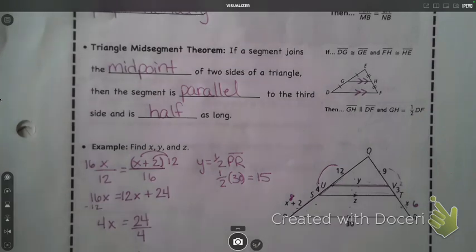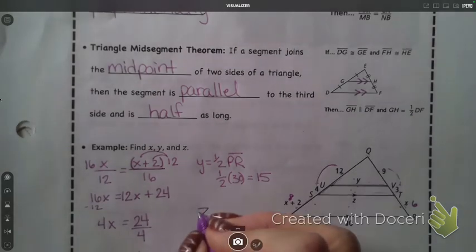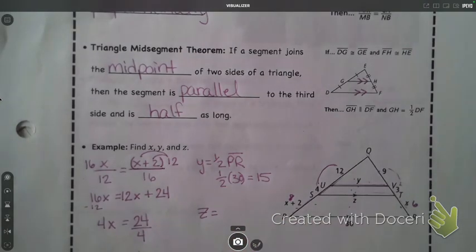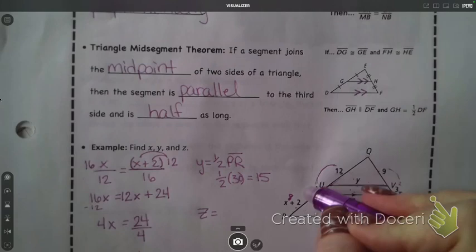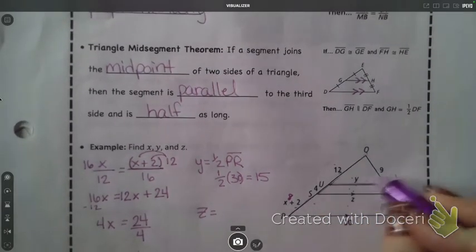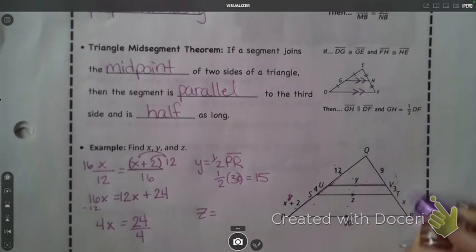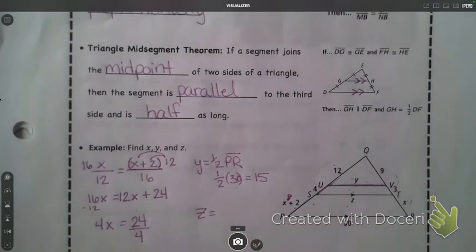Okay, so now we need z. How do you think we're going to find z, guys? Well, z and 30 are parallel. So can you use 8 and 6 and 4 and 3? Why not?